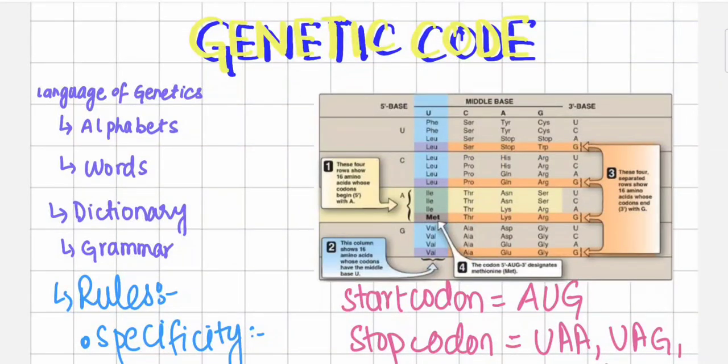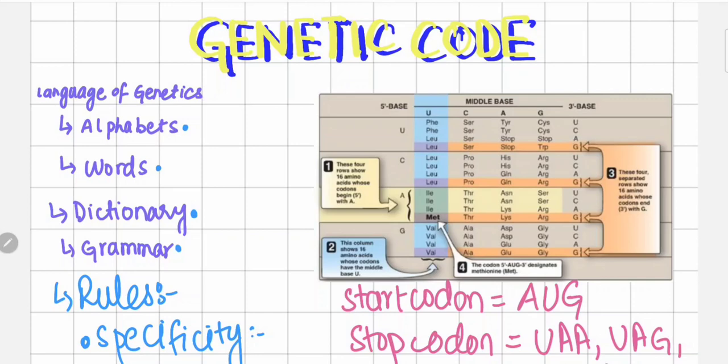In this video, we're going to talk about the genetic code. This is definitely going to be one of my favorite videos, as I'm going to teach you the language of genetics. This is going to be a language learning class. Whenever you learn a language, you first learn the alphabet, then the words, and then you learn to make sentences. So we are also going to check what the alphabet of the genetics language is, what the words are, what the dictionary looks like, and what the grammar and certain rules are.